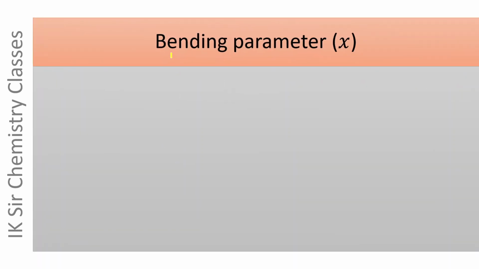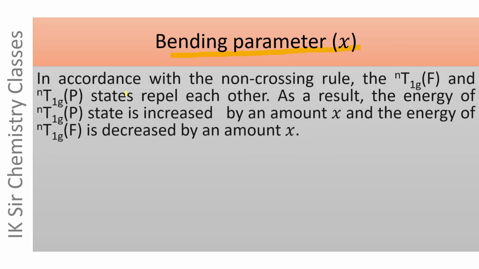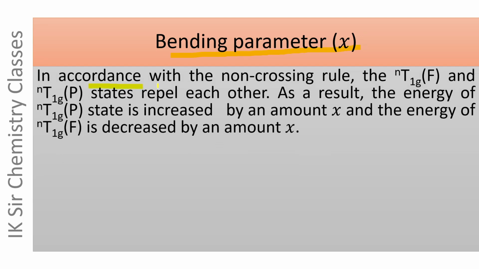Now bending parameter, which is denoted by x. In accordance with the non-crossing rule, the n-T1g(F), where n is the spin multiplicity, and n-T1g(P) states repel each other.